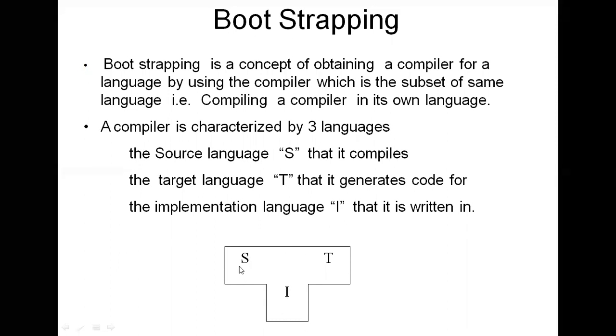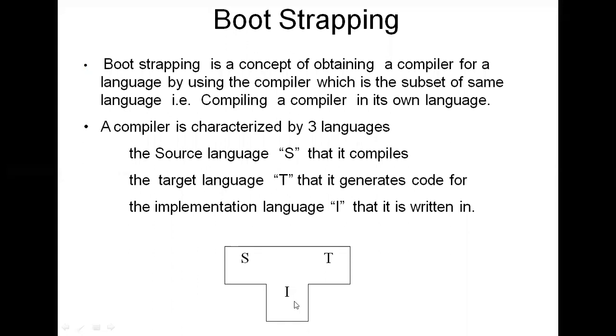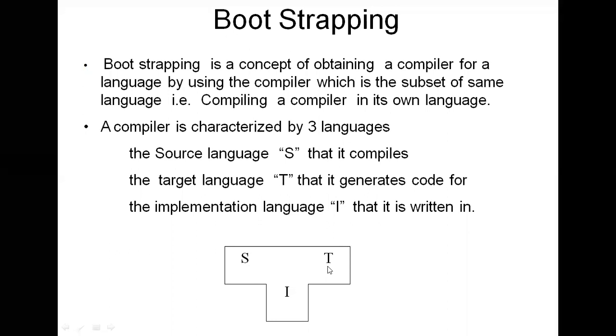So the structure is characterized into three languages in a T structure format. S is the source, T is the target, and I is the implementation. S is always what is compiled, T is always the language in which code is generated, and I is whatever language we use to write the code in the implementation part. This is the representation of bootstrapping with a neat structure.